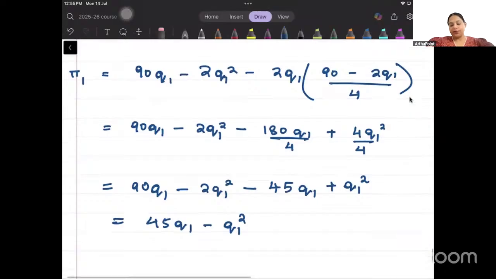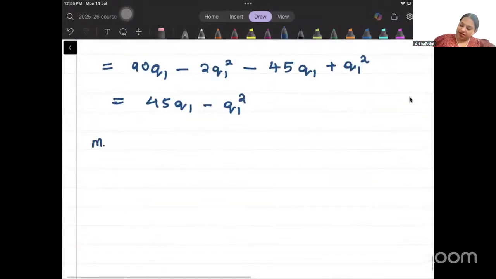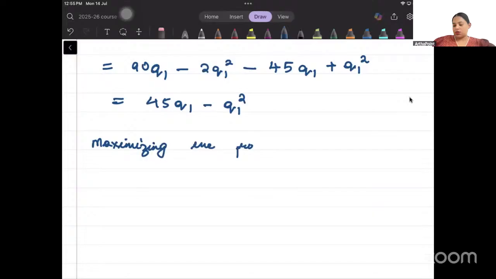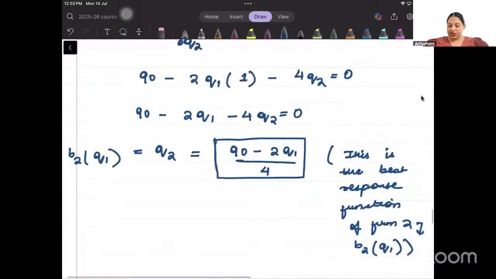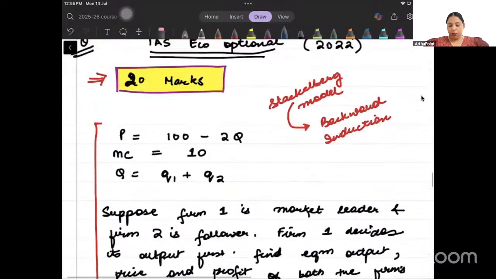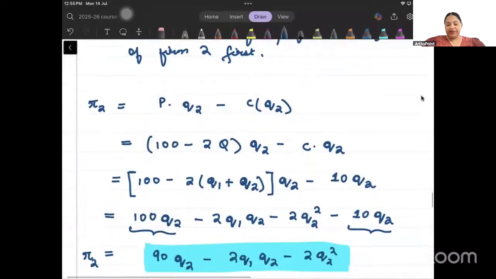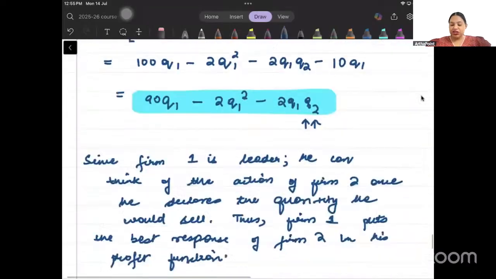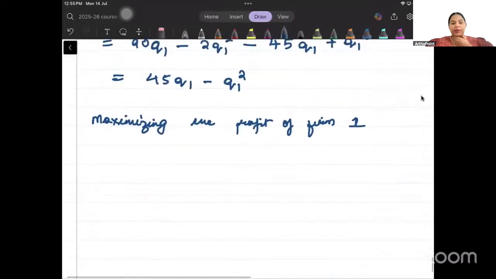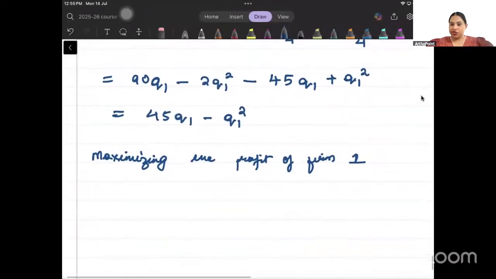Now, maximizing the profit of firm 1. I hope this is making sense to you. This is how you have to go ahead and write. एक proper symmetry में देखो. It's a 20-mark question. The moment I know it's a 20-mark question, I have to make sure that I tell the examiner each and everything. I tell the examiner that I know well how to go ahead and solve this.